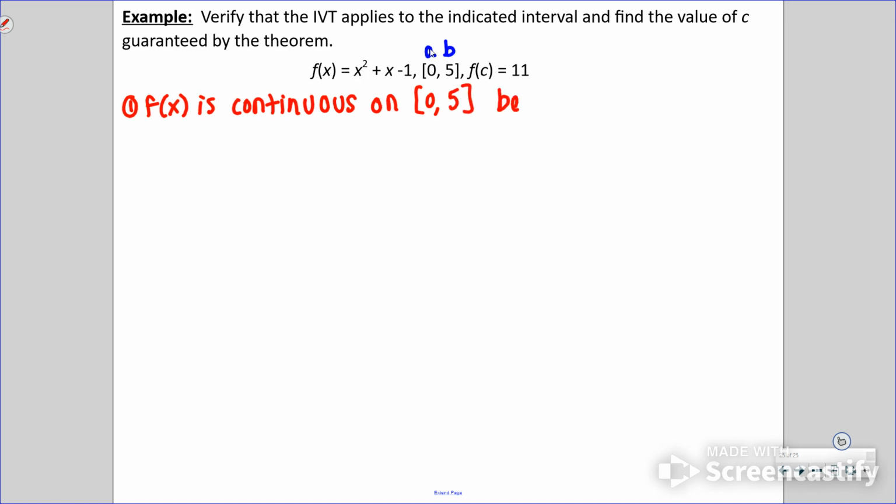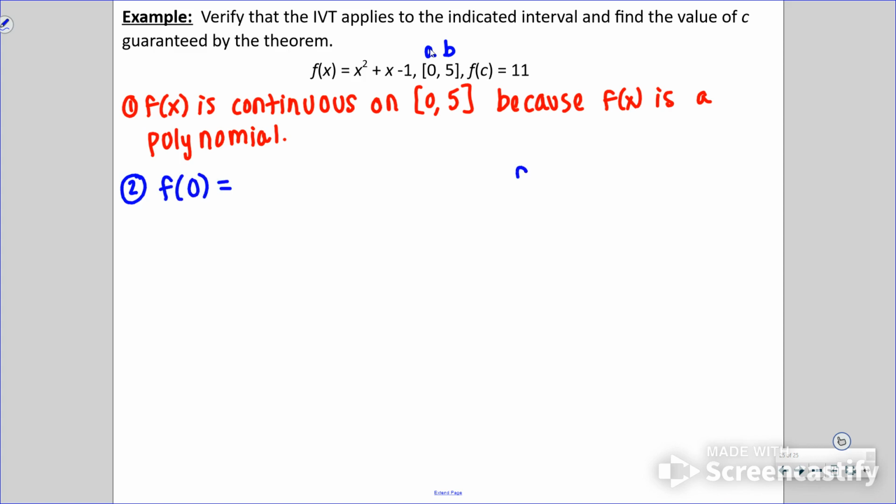Why is this one continuous? It's a polynomial, yep. We'll look at some examples later on with more theorems of when it's not a polynomial, so if you're worried about that, don't worry. Polynomials are continuous everywhere. All right, second, you have to find the outputs of your endpoints on your interval. So you got to find f of 0, which is considered your a, and f of 5, which is considered your b. So that's where you're always going to go next.